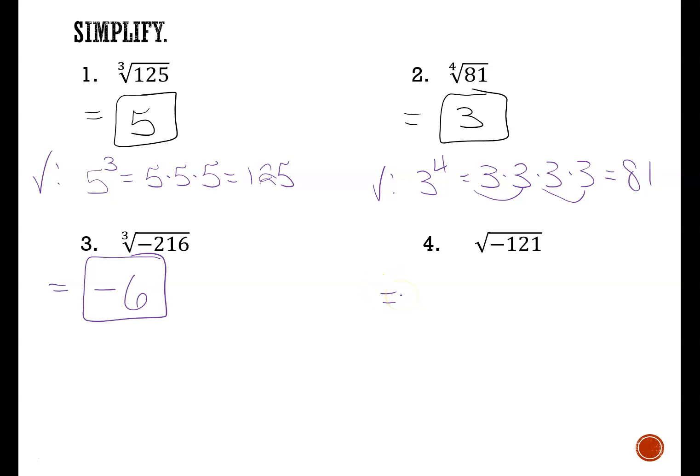Number 4 is a square root of a negative number. That's the one that involves the i. So you're going to square root 121, which is 11. And the negative underneath is going to be written as i. So these are pretty easy, but it's very important that you know the difference with the cube root of a negative and the square root of a negative.